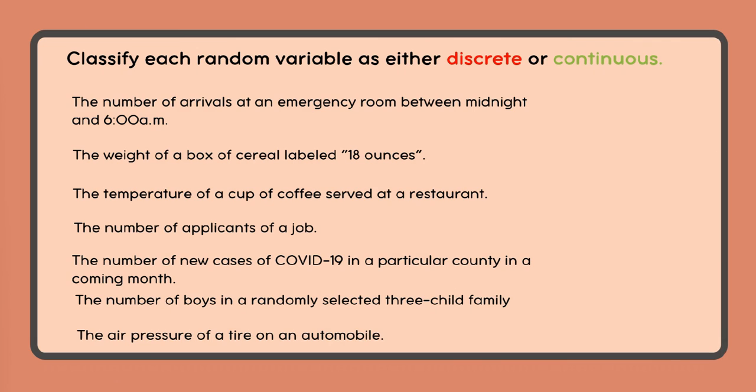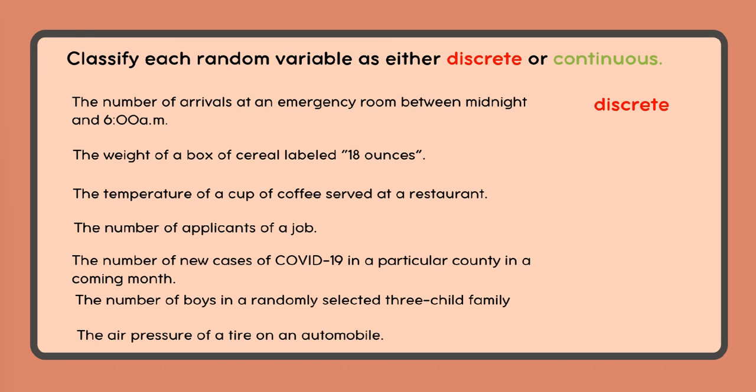So let us consider an example, classifying each random variable as either discrete or continuous. The number of arrivals at the emergency room between midnight and 6 a.m. Try to ask yourself if it can be counted or measured. If it is counted, then it is a discrete random variable, otherwise continuous. Okay, very good. It is a discrete random variable because we can count the number of arrivals at the emergency room between midnight and 6 a.m.